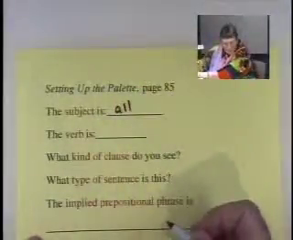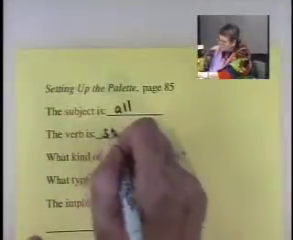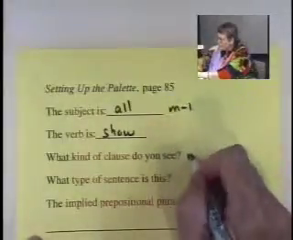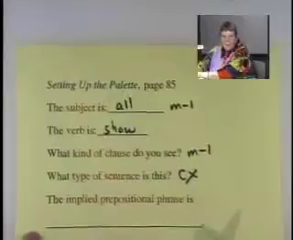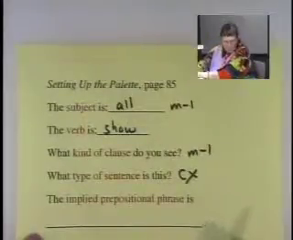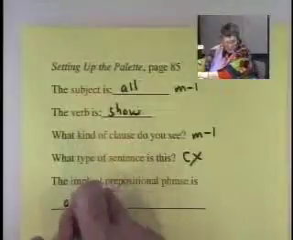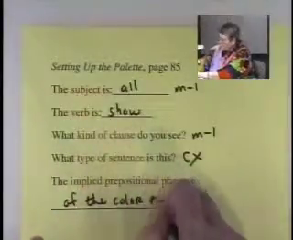So it's "all," and the verb was what? "Show." This was the main clause. And that would give us a main clause. This is actually a complex sentence. We're just right around the corner from starting that one. But the tricky part was the implied prepositional phrase, which was "of the color reproductions."